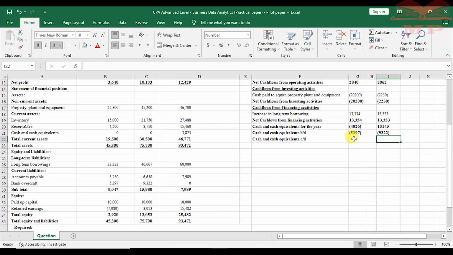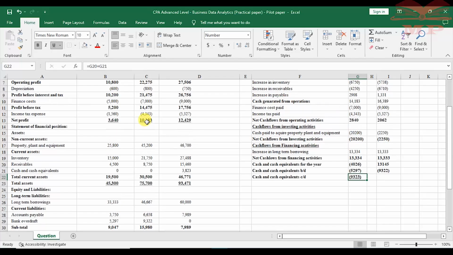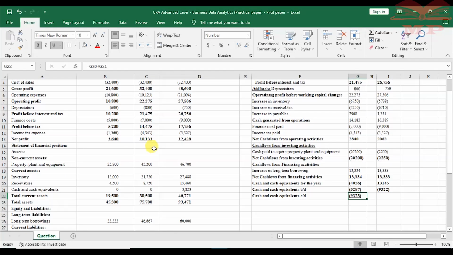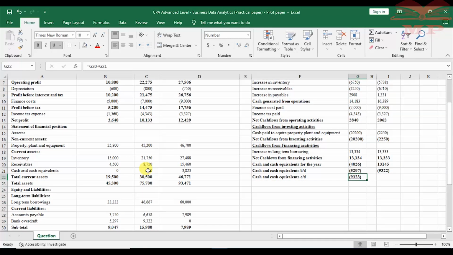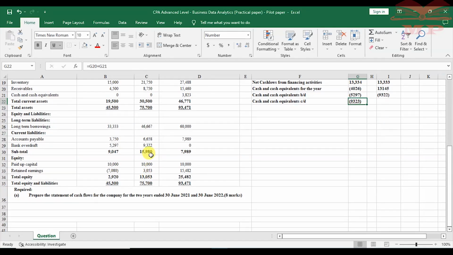Now cash and cash equivalents, when the period was ending, of course this will be equal sign this plus that. 9323 is the answer. Here you can see that cash at the end of the year, that is 2021, if you move down with the 2021, 0. Then this one is an overdraft of 9322. So this and this should be the same. They should be the same. 93.22. This one is 93.23. So they are not.